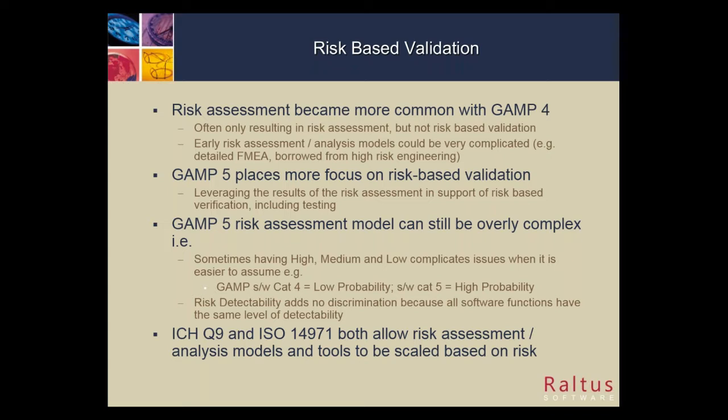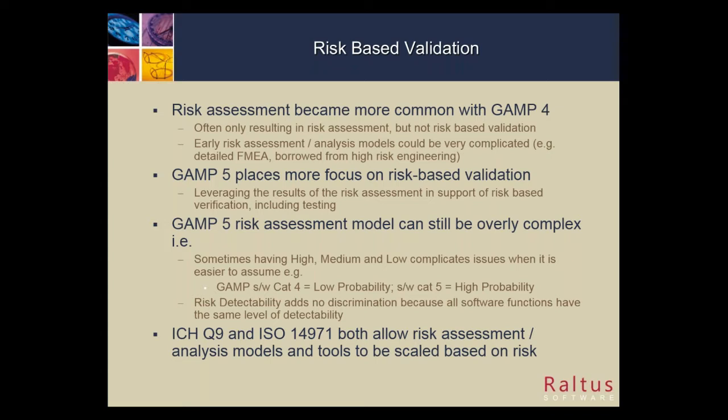Now, GAMP5 placed much more focus on risk-based validation, telling us what we should be doing with the results of our risk analysis to scale the verification activities, which of course includes testing. But even that standard GAMP5 risk assessment model, which comes out of Appendix M3 in GAMP5, can sometimes still be overly complex. So sometimes figuring out what high, medium, and low risk severity or risk probability is can be complicated, where you can actually make a much simpler assumption.